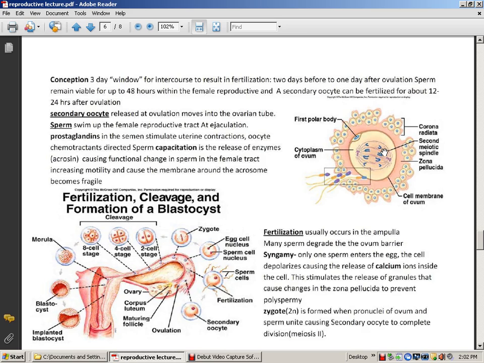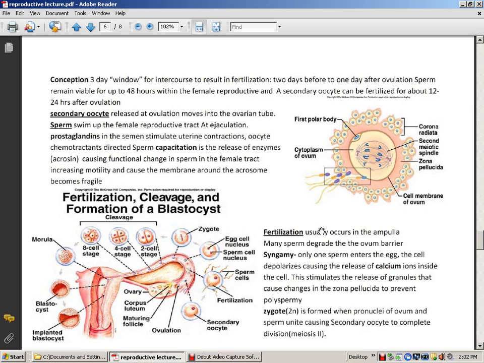Then this thing that can't swim has to actually bind to the wall of the uterus. If it doesn't manage to bind at the right time, it gets rejected. So there's a lot of things that go into that. If there are any flaws in the sperm's DNA, if there are any flaws with the egg's DNA, most of the time it's actually rejected.